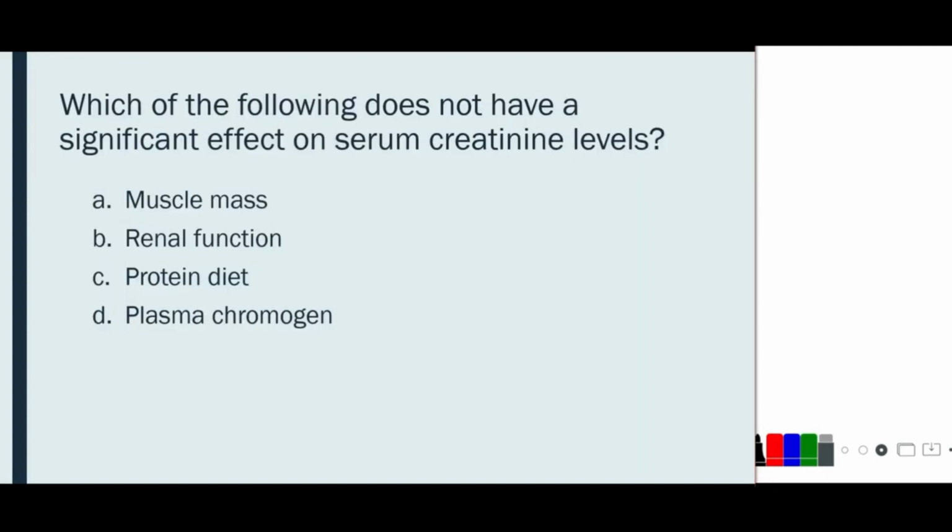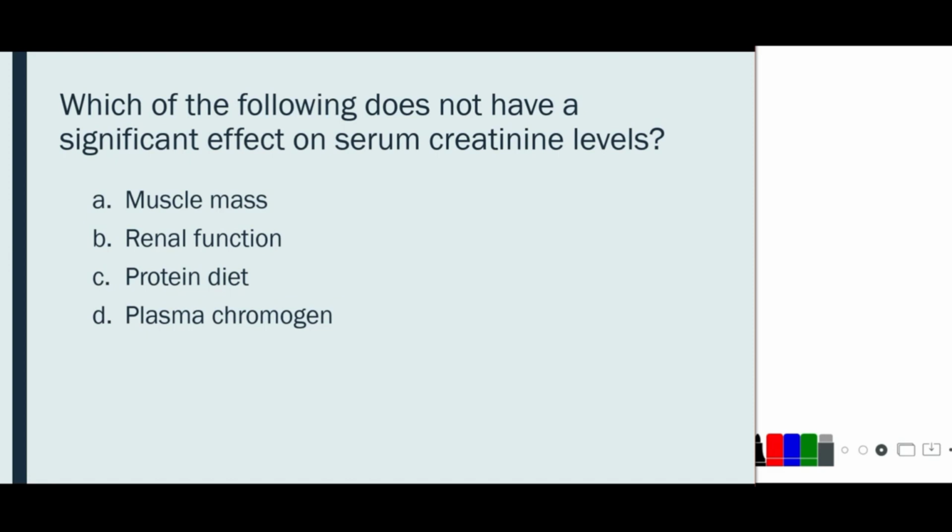Which of the following does not have a significant effect on serum creatinine levels? A. Muscle mass, B. Renal function, C. Protein diet, or letter D. Plasma chromogen. Again, the question asks for the factor which does not have an effect on your serum creatinine levels, particularly if we measure it in the laboratory.